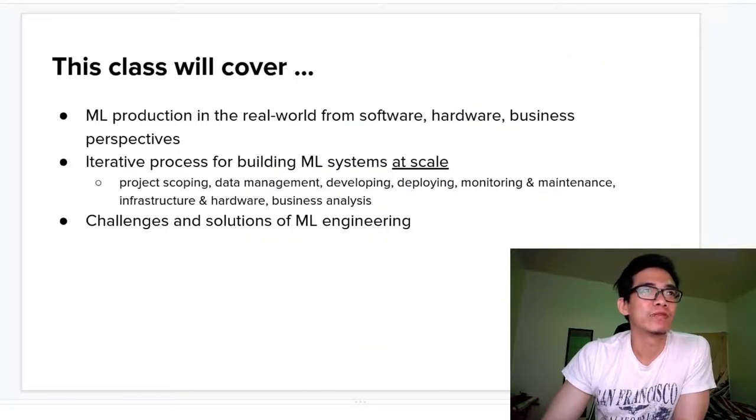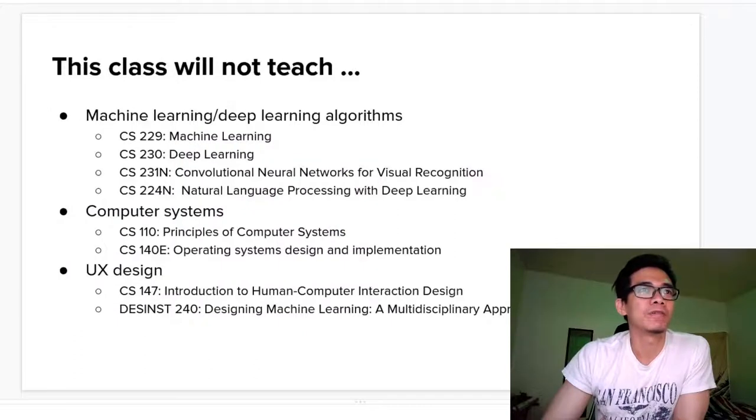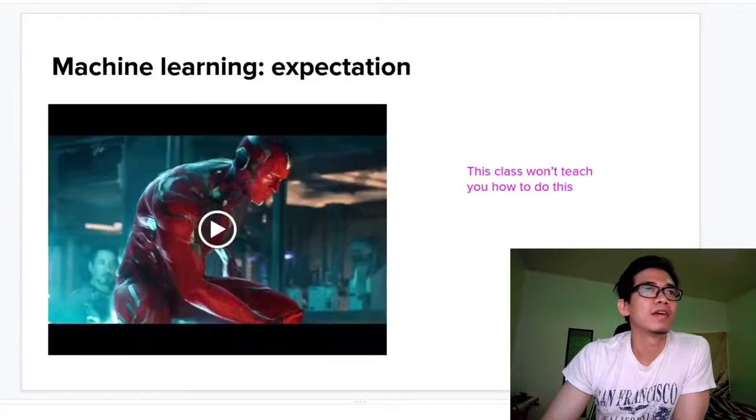Let's see. So this class will cover interaction in the real world, the iterative process, ML at scale, and then challenges and solutions. And it will not teach machine learning algorithms, deep learning, computational systems, or UX. So basically, they imply that this is more of a grad level or senior level class. You're supposed to know all about ML and AI and software development in general. And I guess it will only focus on the different aspects of ML in the industry.